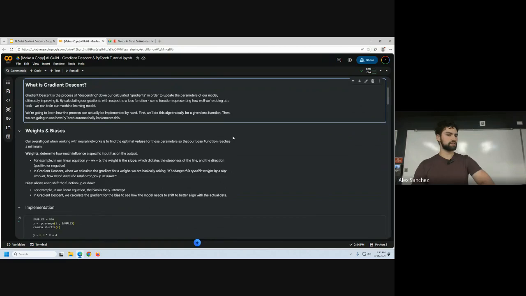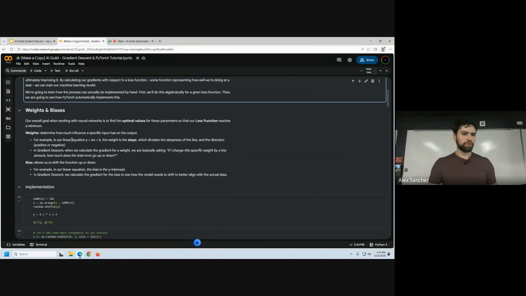But first, let's clarify what weights and biases are. Basically, when we train a neural network, our main goal is to find the optimal value for the weights and the biases, so that our loss function, which is basically our calculation of error throughout training, can be minimized. So hopefully you guys can see how that can fundamentally be viewed as an optimization problem.